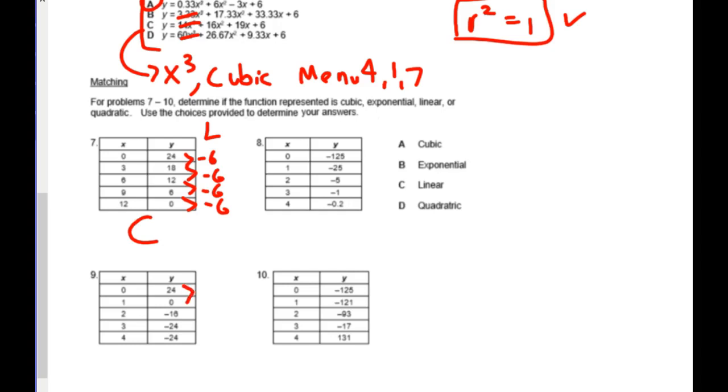Try this one. Minus 24, minus 16, minus 8, 0. Well, it ain't linear. Try the next one. Minus 8, minus 8, minus 8. Hey, the second difference is the same. That's quadratic. Quadratic.